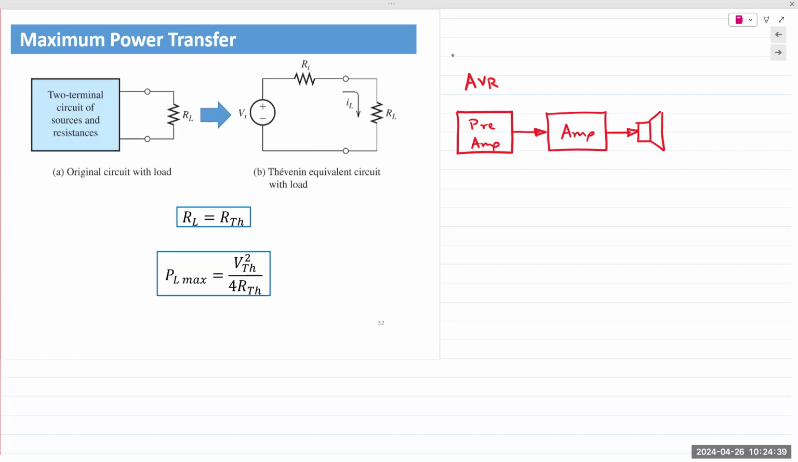Well, if you want maximum power to be transferred from the first stage to the next one, the theorem states that the succeeding or the second circuit should have a resistance that matches the Thevenin resistance of the preceding circuit. So in this example, let's say there is a large circuit comprising of sources and resistances. You would represent this using its Thevenin equivalent circuit.